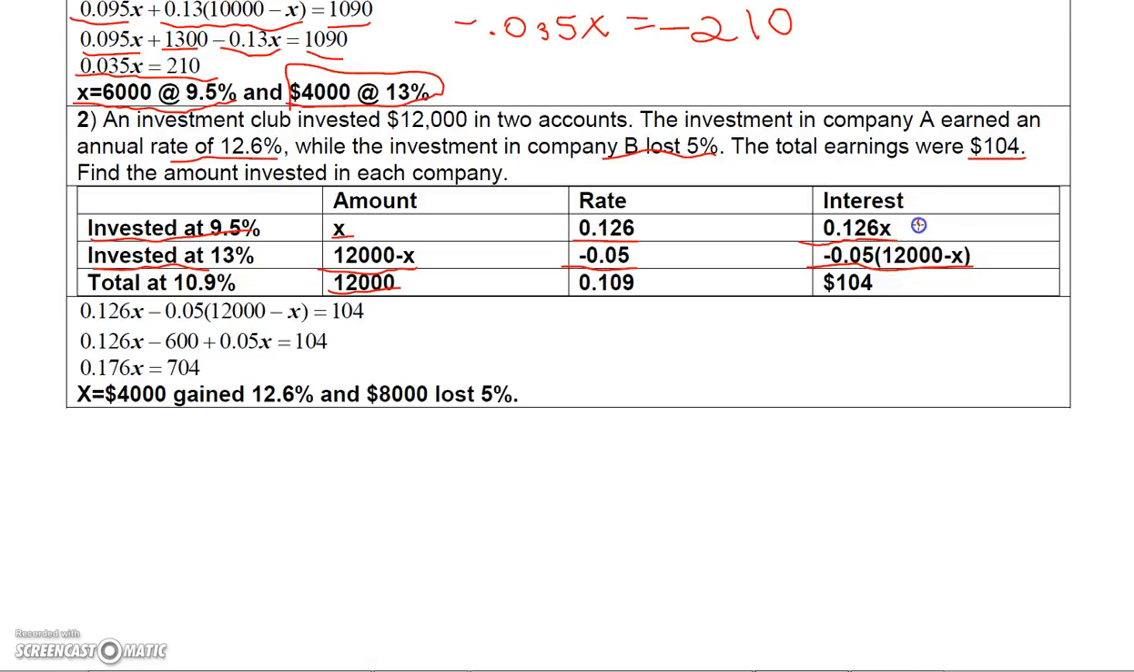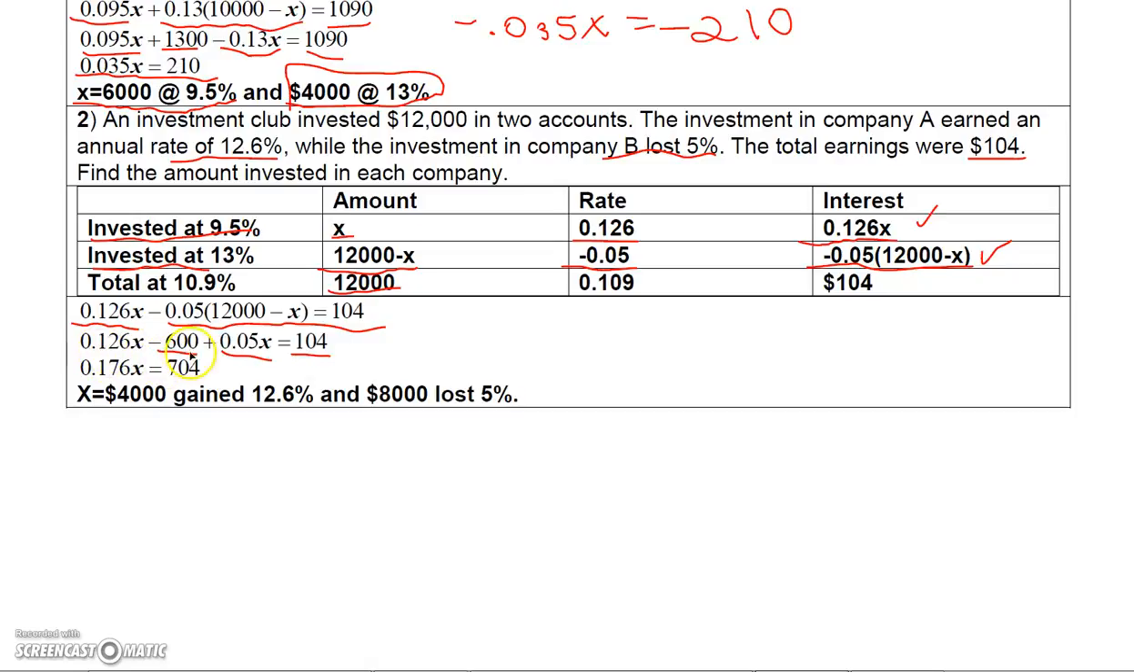And remember, when you add these two together, they have to represent the total amount earned, which is $104. So we're taking the 0.126x and adding the negative 0.05 times 12,000 minus x. And when I say add, you're actually adding a negative, so it's really subtraction. So you have negative 0.05 times 12,000, that's 600. You have negative 0.05 times negative x, and that's 0.05x. And then that has to equal the total 104.